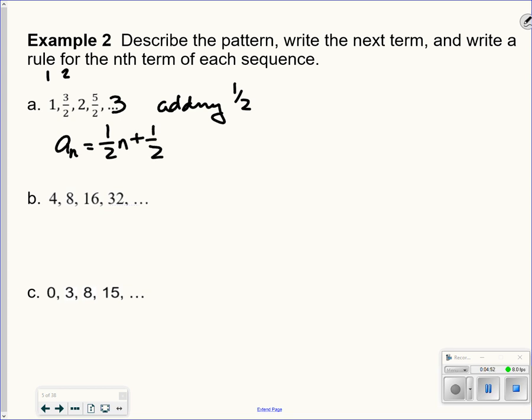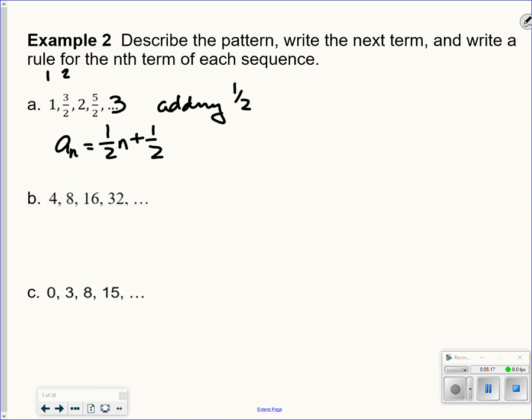So the first term, if I put a 1 in, I'd get 1. The second term, if I put a 2 in, I'd get 1.5, or 3 halves. If I put a 3 in, I would get 2, and so on. So again, you are writing a rule in which the first number, the second number, the third number, the fourth number, and so on will work in this case.